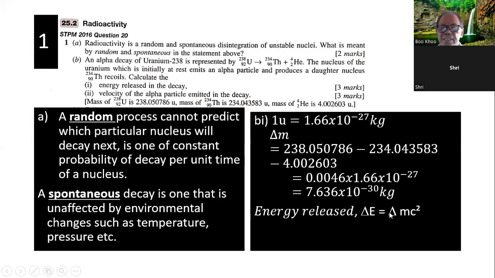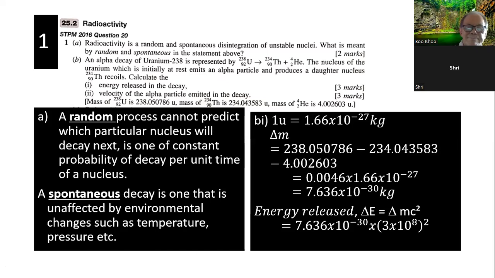Then delta E equals delta m c squared. Normally if they give you the conversion, then you can do the conversion, but they haven't given you. I don't know whether they will accept it if you use MeV, so I prefer to calculate it in joule.